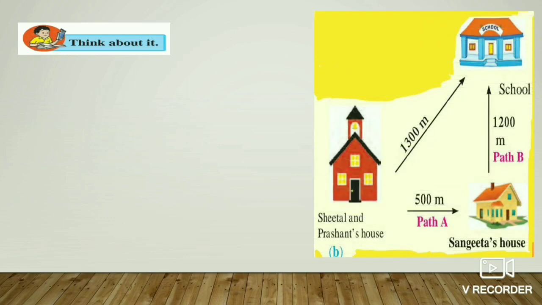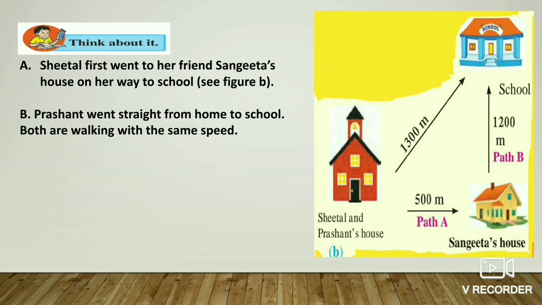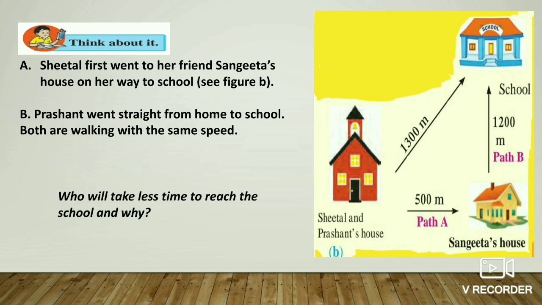Now see figure B. Here, Sheetal and Prashant's house is given, Sangeeta's house is given, and the school. First, A. Sheetal first went to her friend Sangeeta's house on her way to school. B. Prashant went straight from home to school. Both are walking with the same speed. Who will take less time to reach the school and why?